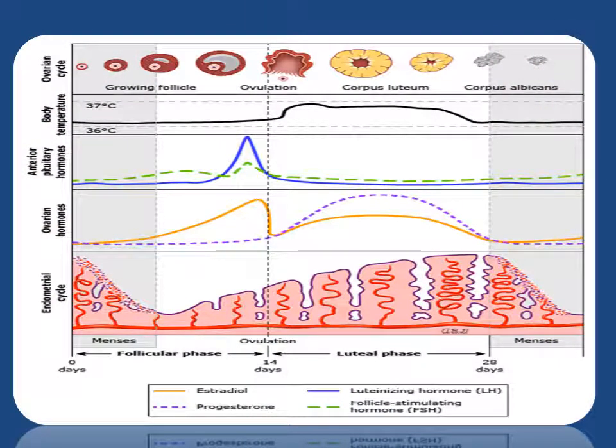This is the ovarian cycle. We will talk about it from the primordial follicle to reaching ovulation and formation of the corpus luteum. We have the changes in the anterior pituitary hormone and the ovarian hormone. Then the ovarian cycle: this is the menstruation, this is the build-up, and this is the alternation of what's called the proliferative phase and the secretory phase.